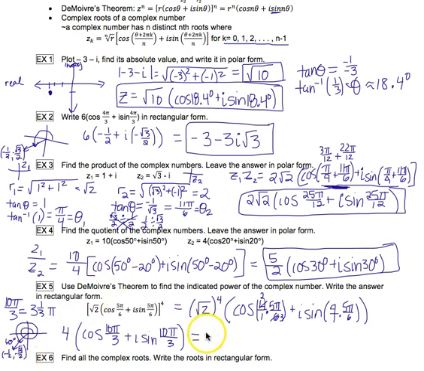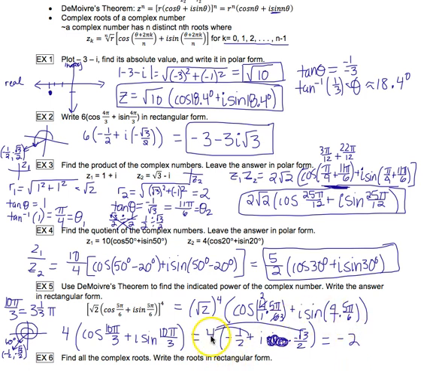So that means I've got 4 times cosine, which is negative 1/2, plus i times the sine. The sine is negative radical 3 over 2. So then my final step is just to distribute my 4. Sorry about this guy there that I had to scratch out. So 4 times negative 1/2 gives me negative 2 for my A part of the A plus Bi.